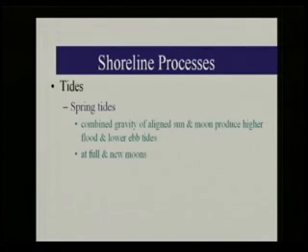Now, the sun has some gravitational pull, even though the moon dominates. We can have spring tides, though, when the combined gravity of an aligned sun and moon produce higher flood and lower ebb tides. So we're going to have a larger displacement, a larger range in a spring tide. This occurs at full and new moons. I'll show you an illustration of that next.